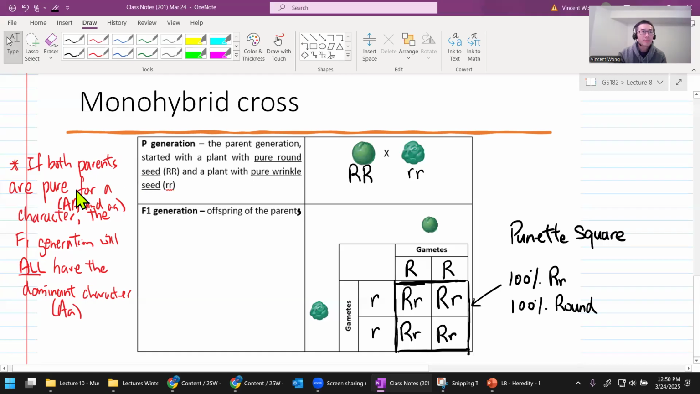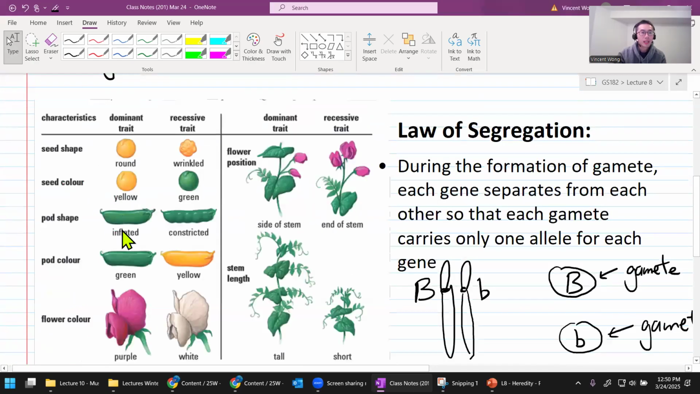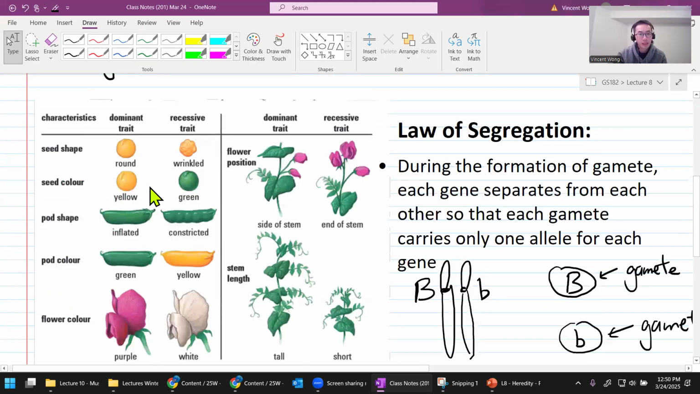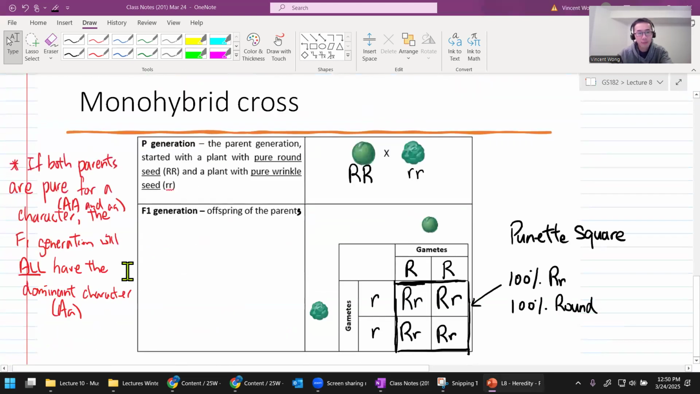So that's what he did. He crossed inflated pods with constricted pods, and everything turns out to be inflated. So they're like, oh, inflated is dominant. They crossed a pink flower with a white flower, and everything turns out to be purple. Sorry, I mean purple flowers, and purple flower is the dominant. All right, so you don't have to memorize this chart. The question will always give you information to allow you to figure out which one is dominant and which one is recessive.